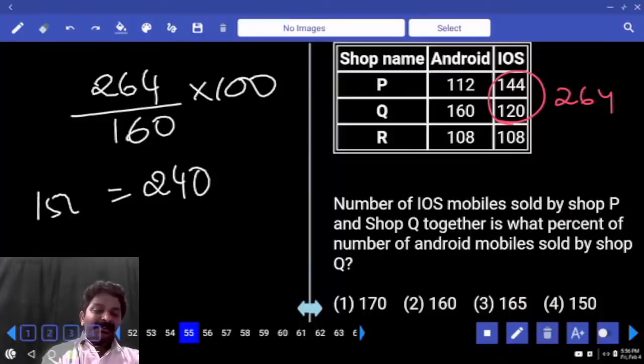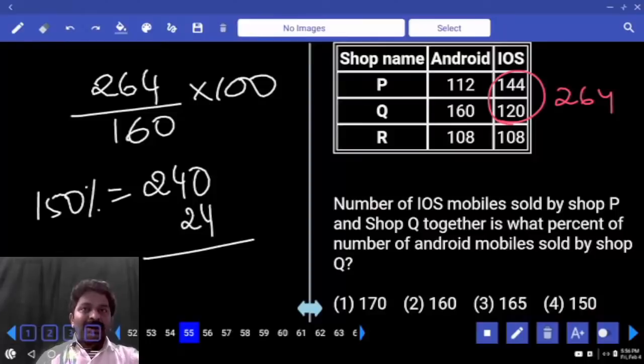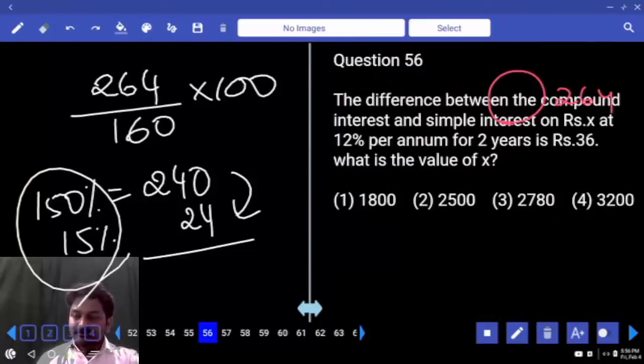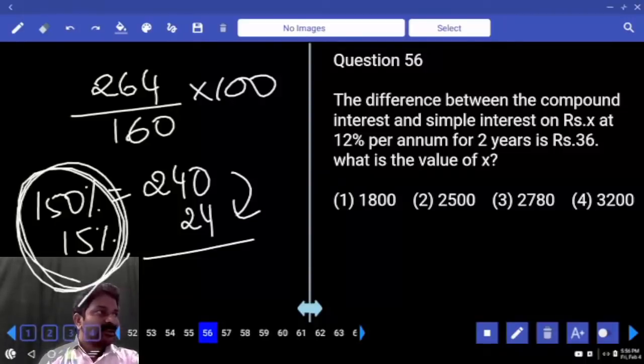This itself is 150%, right? Again we have to add 24 to get our numerator, which is exactly 10% of this number. 10% of 150 is 15. So answer 165. No. 10% of 150. 24 is 10% of 240, right, 10% of 150 is 15.